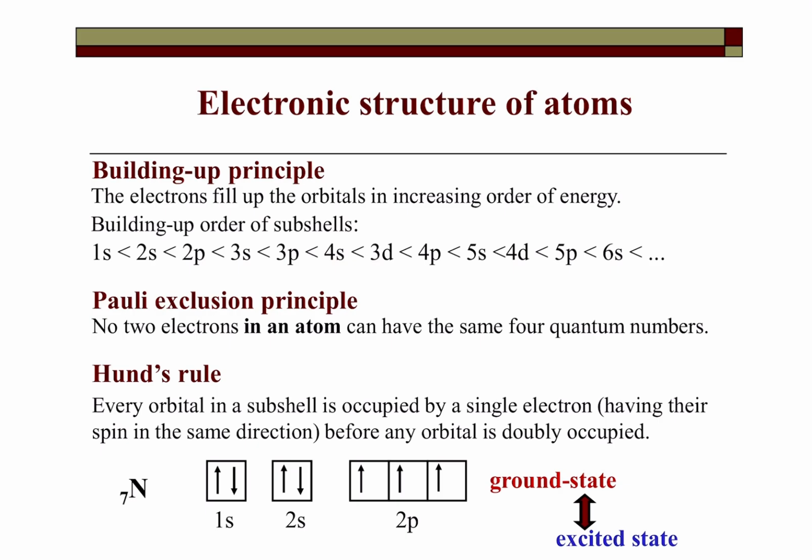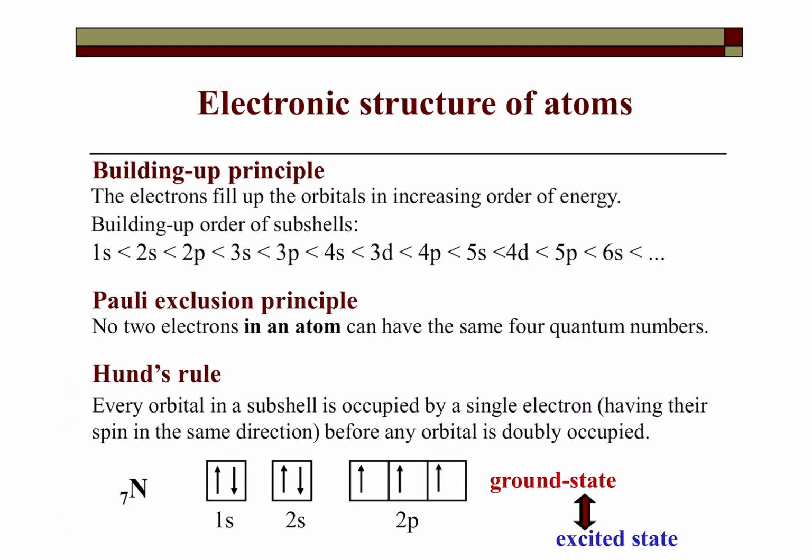The other is the Pauli exclusion principle. It says that in every atom we cannot find any two electrons that have the same 4 quantum numbers. It's impossible. At least one of the quantum numbers must be different for every electron in an atom. Okay? Hund's rule is also very important.